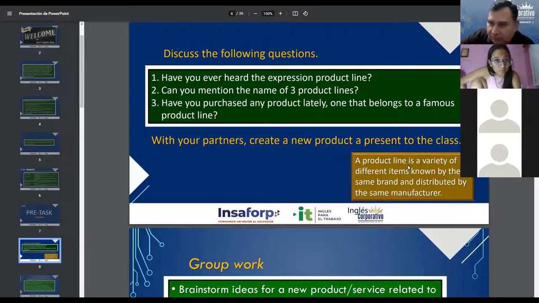Have you purchased any product lately? One that belongs to a famous product line? Yes, many times. Do you understand what purchase means? Not at all. If you have bought something like that.